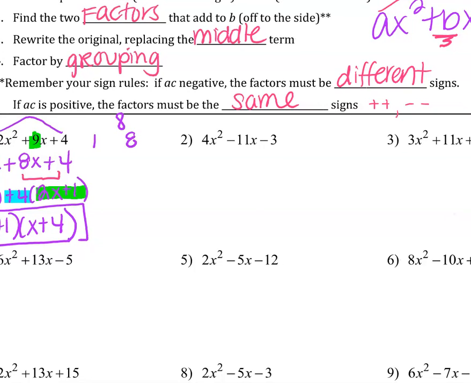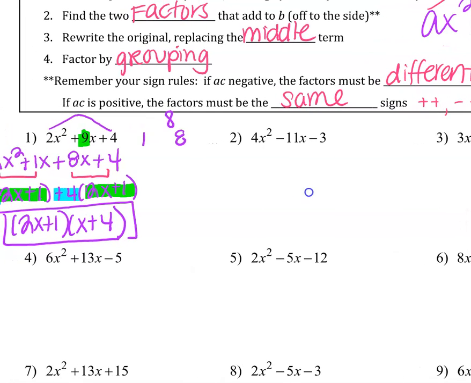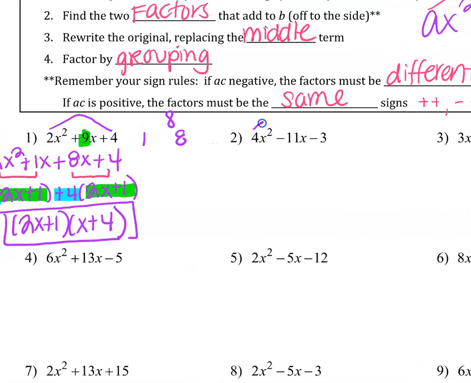All right, moving on to our next example. Draw your triangle. So 4 times negative 3, that's important, is negative 12. So now I'm looking for factors of negative 12 that sum to negative 11. So I'm thinking negative 12 and positive 1. I know the signs have to be different in order to multiply to a negative, and then I need them to sum to negative 11, so it must be negative 12. Now you're rewriting using those numbers.